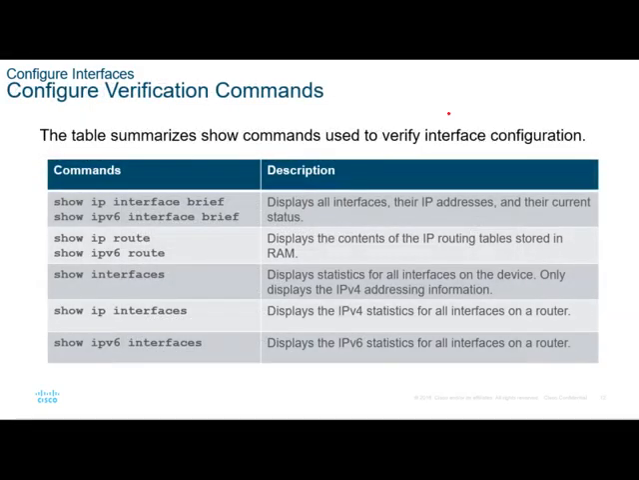We have a summary of the show commands. They are here: show ip interface brief, show ipv6 interface brief, show ip route, show ipv6 route. As you can see, they come in two versions. Where we have ip and where we have ipv6: once you include v6, it means that you are dealing with IPv6. Where you have just ip, you are dealing with the default, which is IPv4. Then show interfaces, show ip interface, and show ipv6 interface.